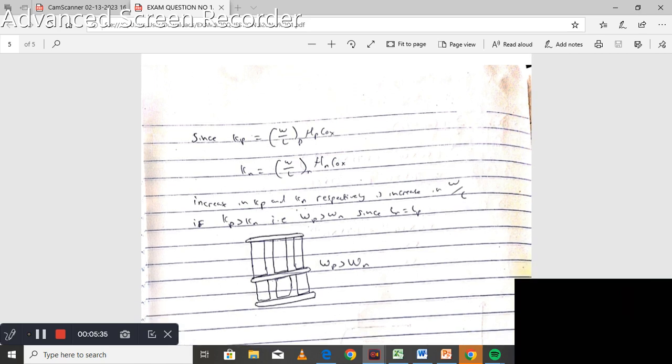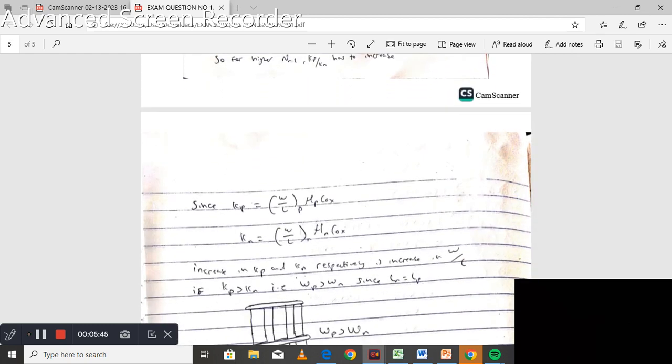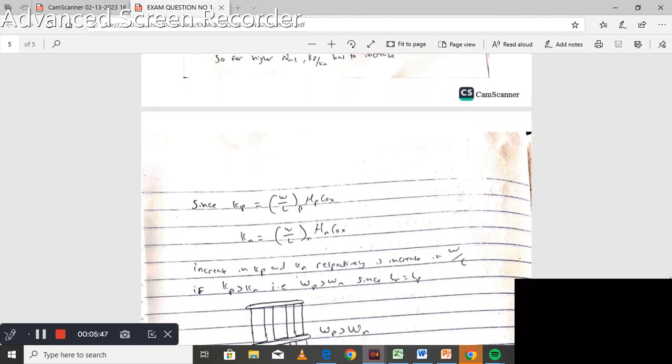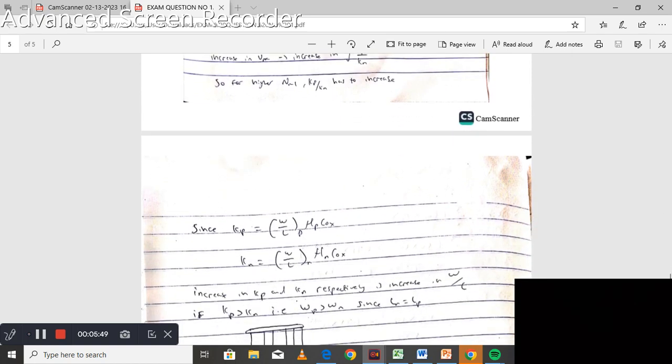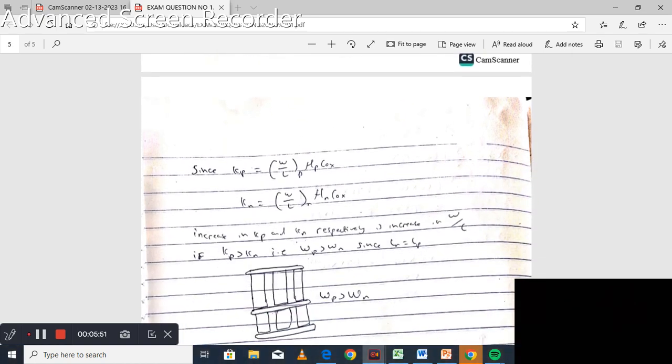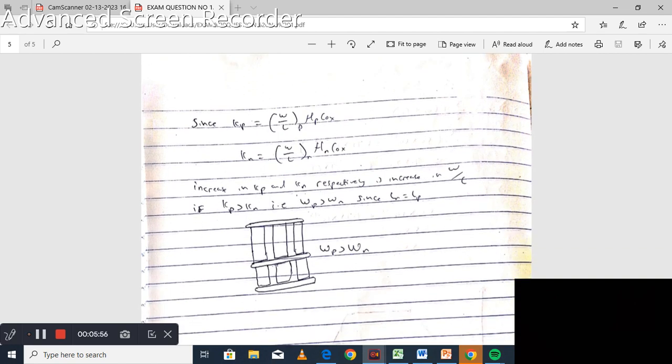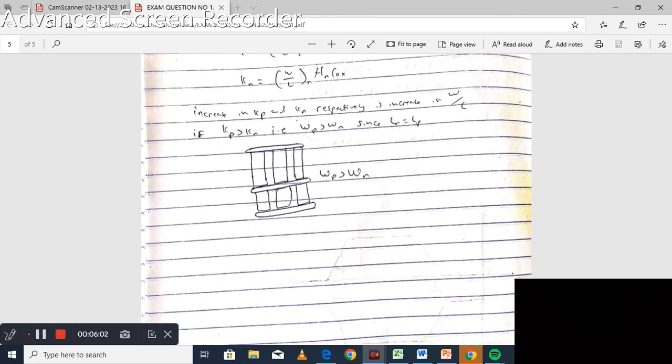So from here, we know that to increase Kp, we have to increase the width of this one. We have to increase the width and reduce the length. And for Kn, since it is Kp over Kn, we have to decrease this width and increase this length. So that's what we did here. This is the width. We increase this and we increase this. Kp must be greater than Kn to increase the value for the noise margin low.